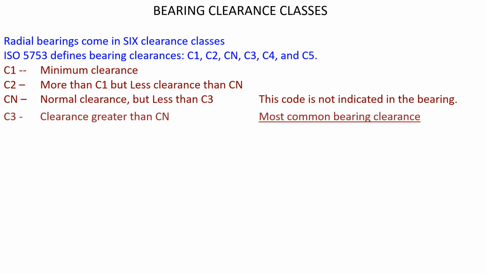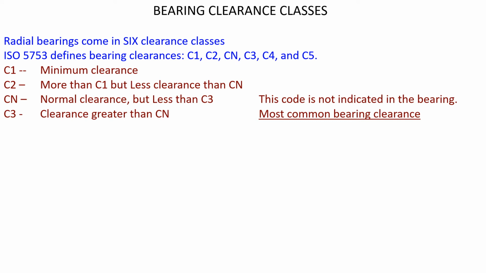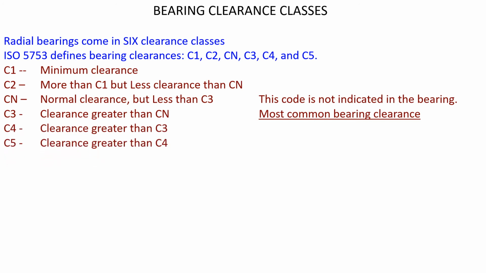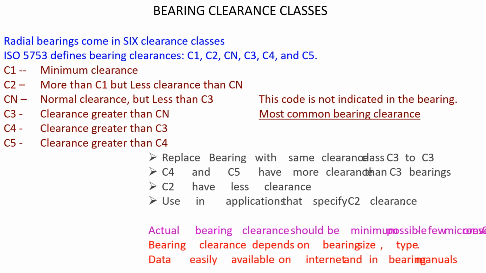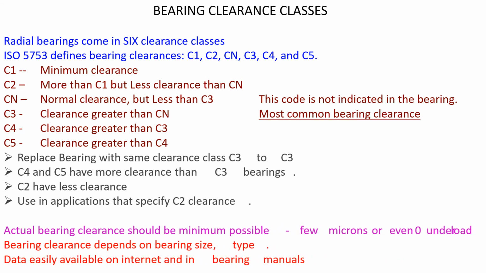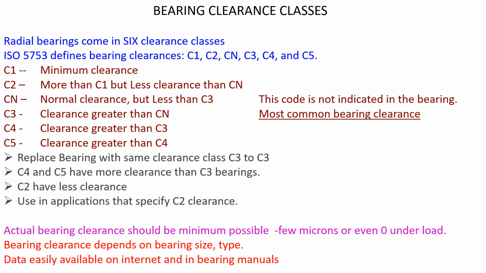C3 has more clearance than Cn but less than C4. This is the most common bearing clearance used. C4 has clearance greater than C3. C5 has greater clearance than C4. Make sure to replace a bearing with the same clearance class, C3 to C3, C2 to C2. Please note that C4 and C5 have even more clearance than C3. If you fix this bearing in the place of a C3 bearing, it will be loose. But C2 has less clearance. Use it in applications that specify C2 clearance.